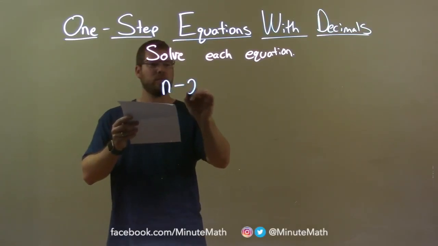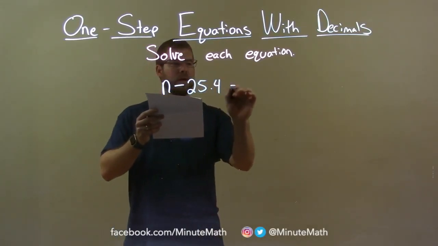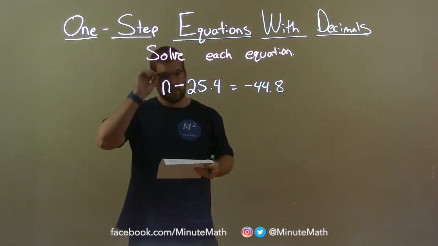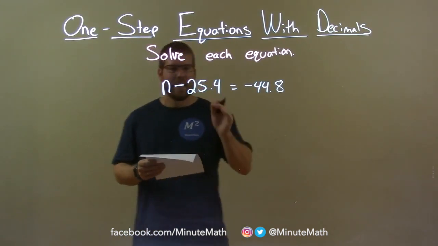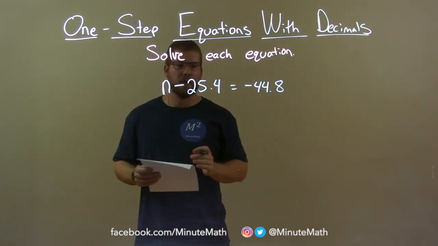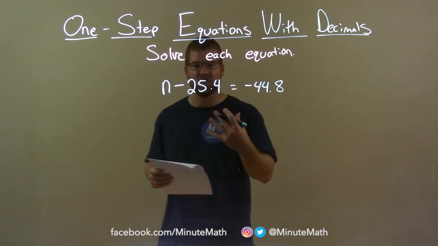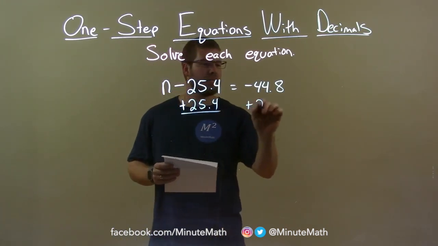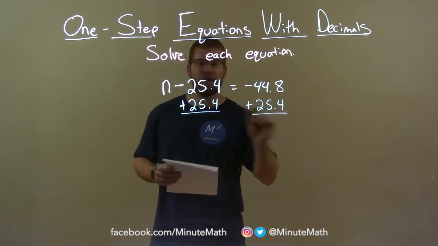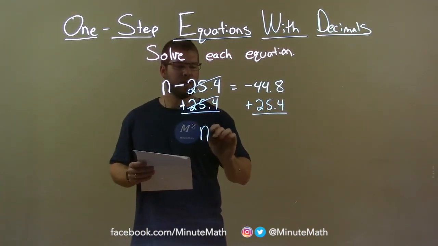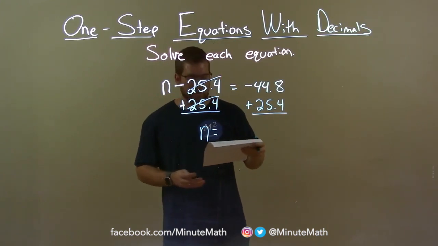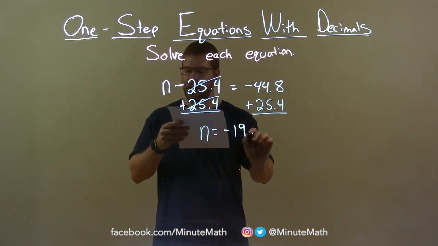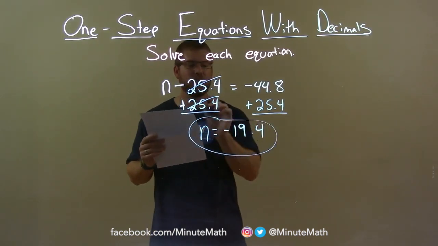n minus 25.4 equals negative 44.8. All right, so we want to get n by itself. Now it's being subtracted by a number, so the opposite of subtraction is addition. So we add 25.4 to both sides. We will cancel it out on the left, giving me n by itself, and negative 44.8 plus 25.4 gives us negative 19.4, and there we have our final answer.